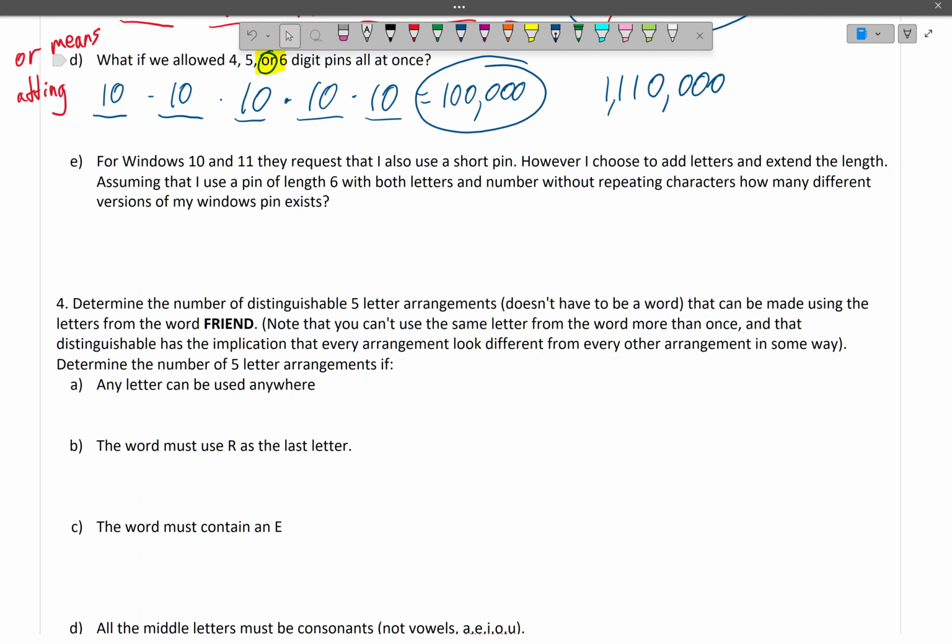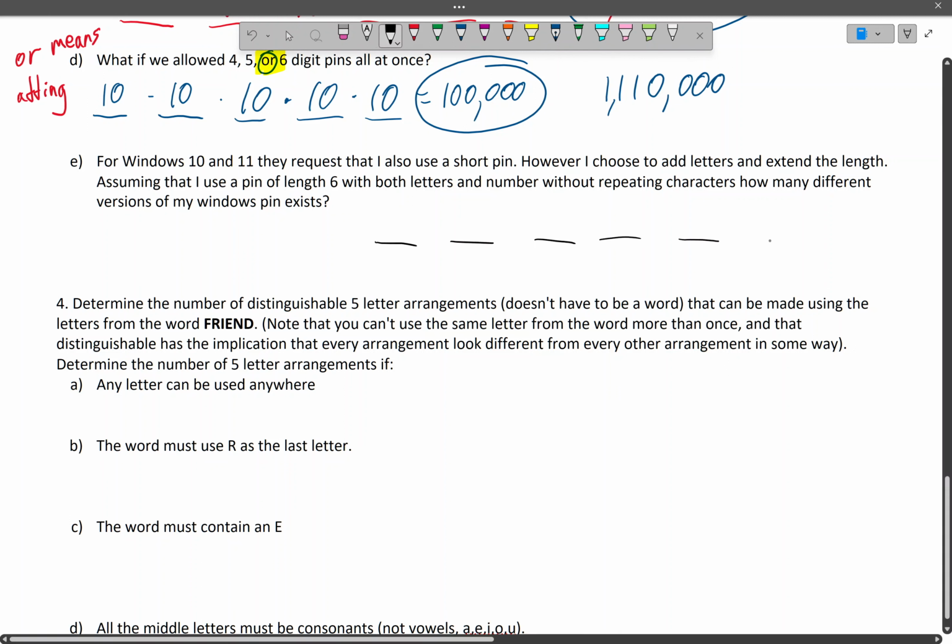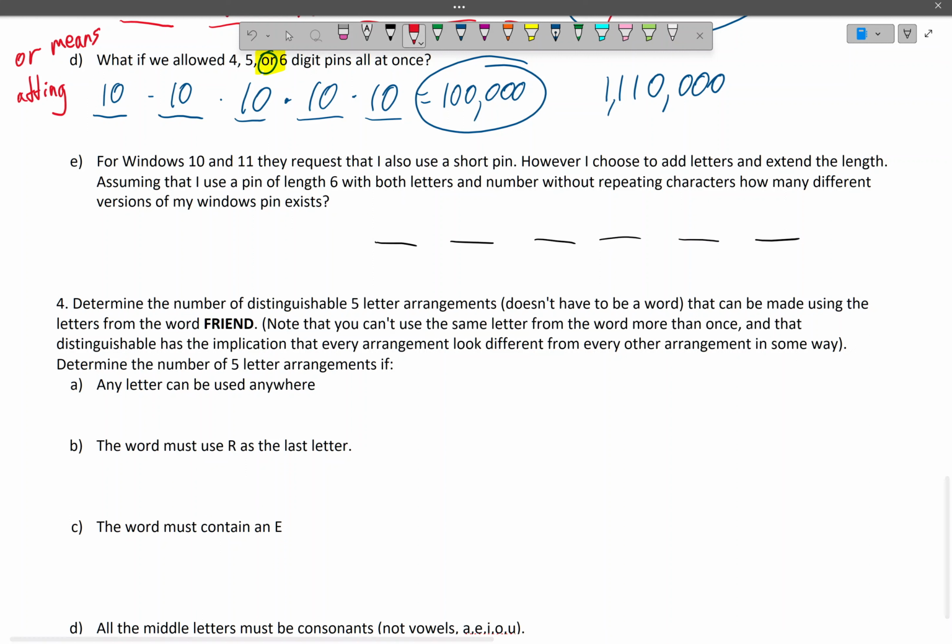I'll tell you that my pin is longer than 6 digits, but that's fine. We're just going to assume that I use a 6-digit length with letters and numbers. So if it's letters and numbers, how do we change this? Well, it's going to be 1, 2, 3, 4, 5, 6. But each digit could be a number or a letter. So it's 10 plus 26, because there's 10 numbers, 0 to 9, and 26 letters, A to Z. So it's letters or number in this position.